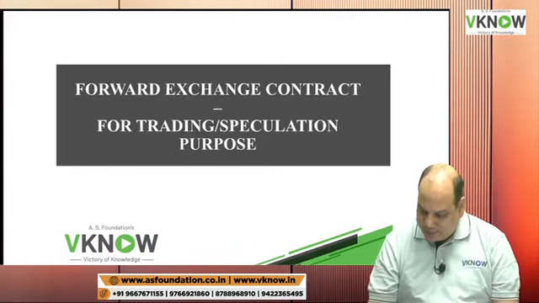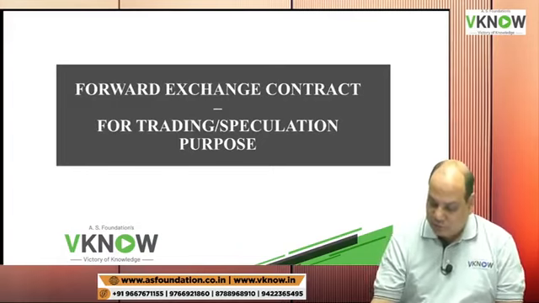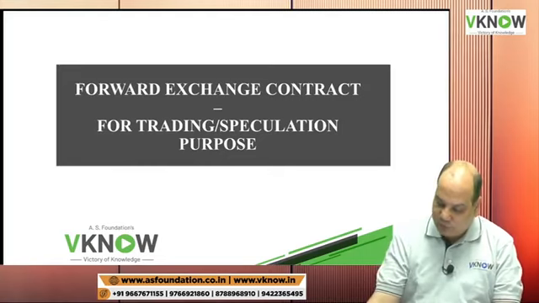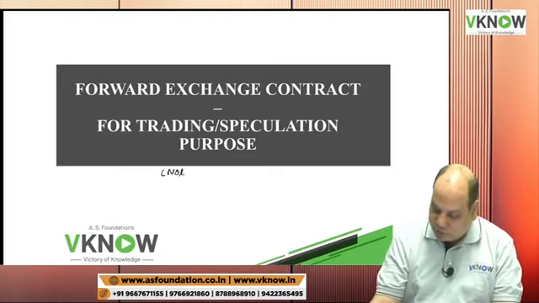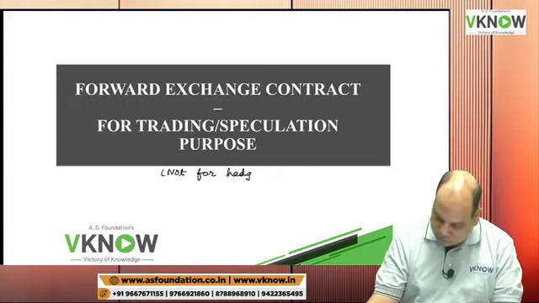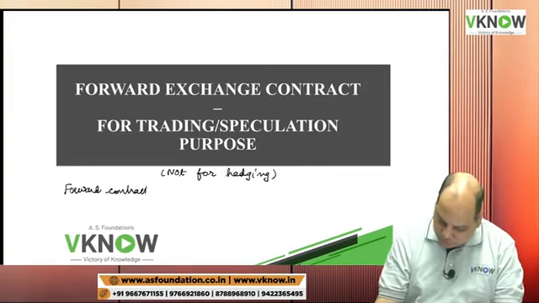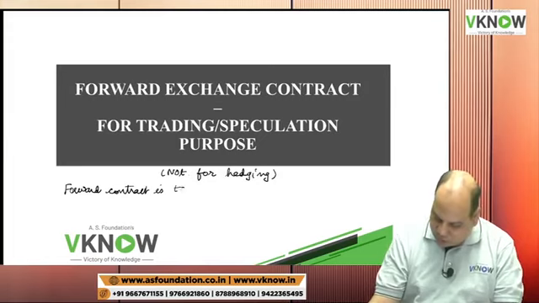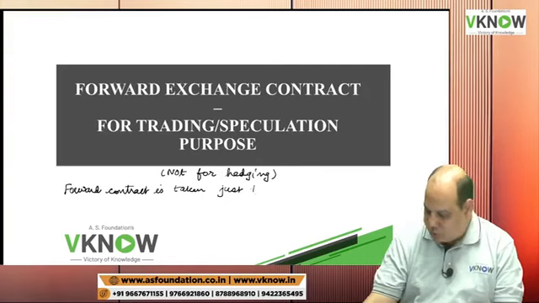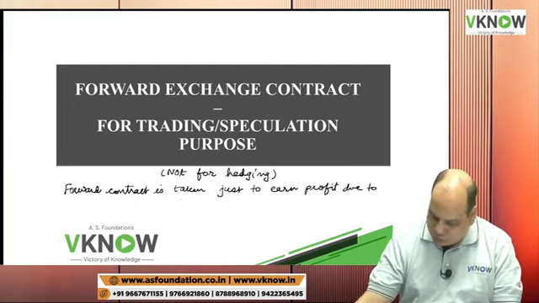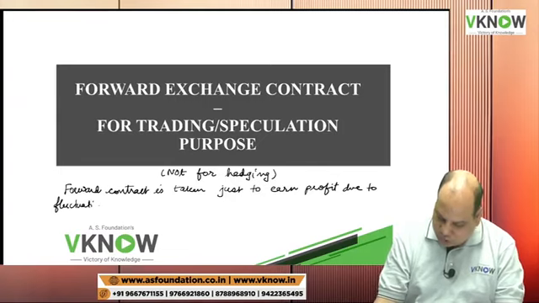Okay. Now we'll come to the last part of this chapter, forward contract for trading or speculation purpose. Forward contract for trading or speculation purpose means not for hedging. It means the forward contract is taken just to earn profit due to fluctuation in exchange rate. That is called speculation.